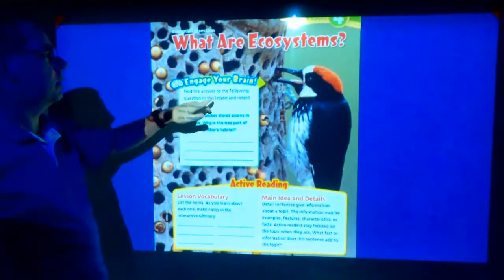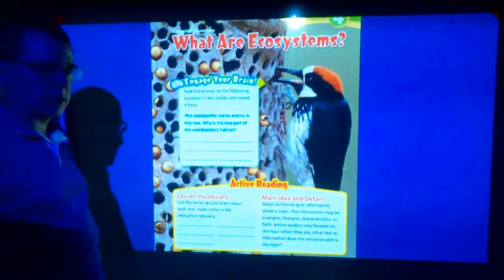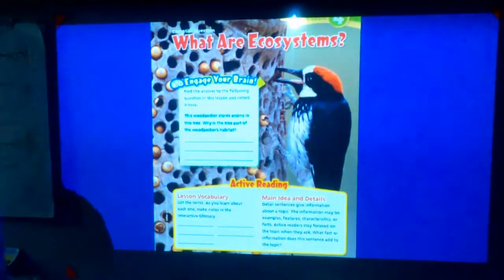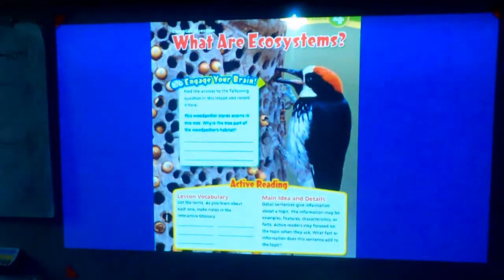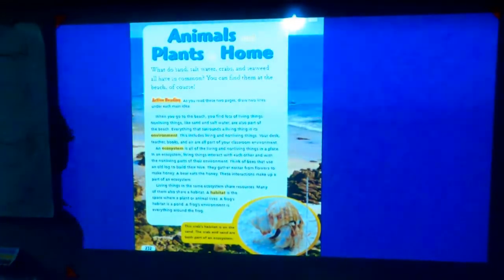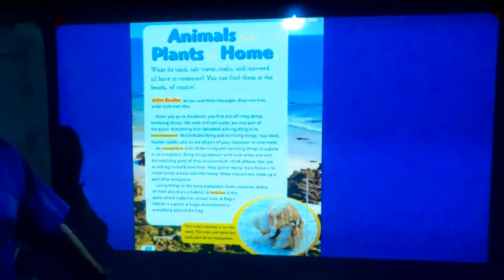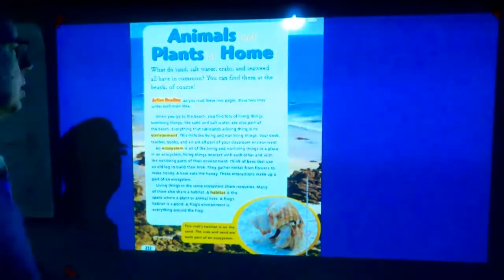So a woodpecker, habitat, acorns. Okay, so that's what we're reading for as we go through. Gonna remember those things. Acorn, woodpecker, tree. All right, here we go. Animals and plants at home. Okay. What do sand, saltwater, crabs, and seaweed all have in common? You can find them at the beach, of course. Well, that's very true. Those are all things you can find at the beach.